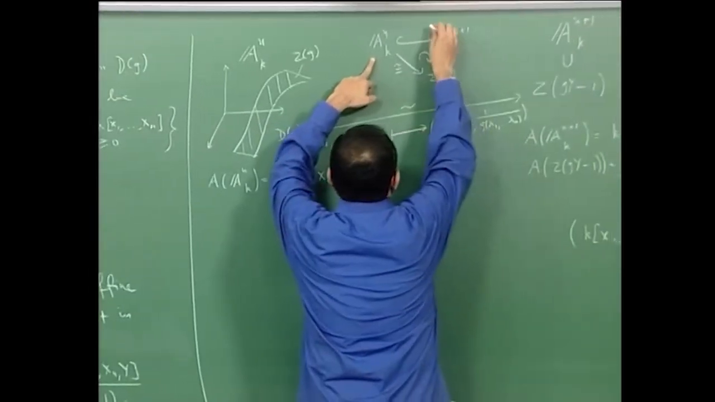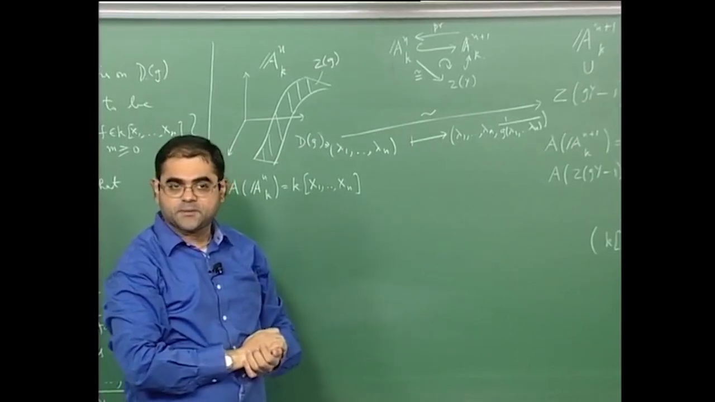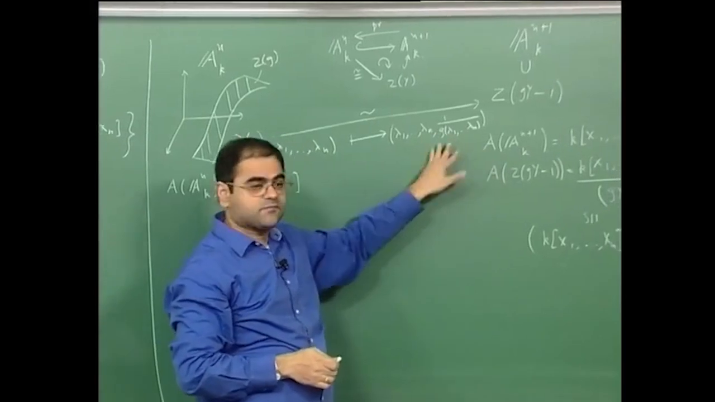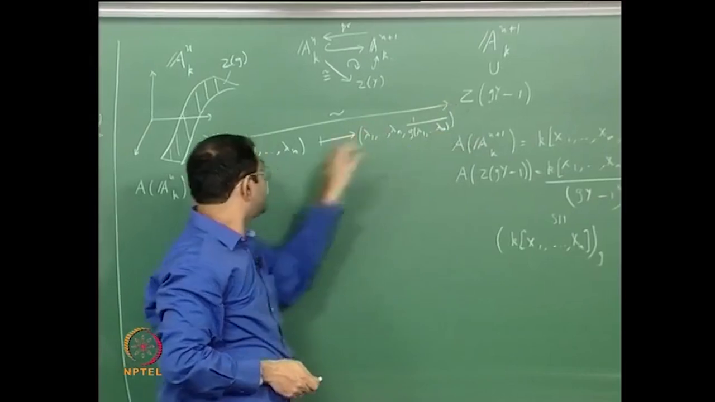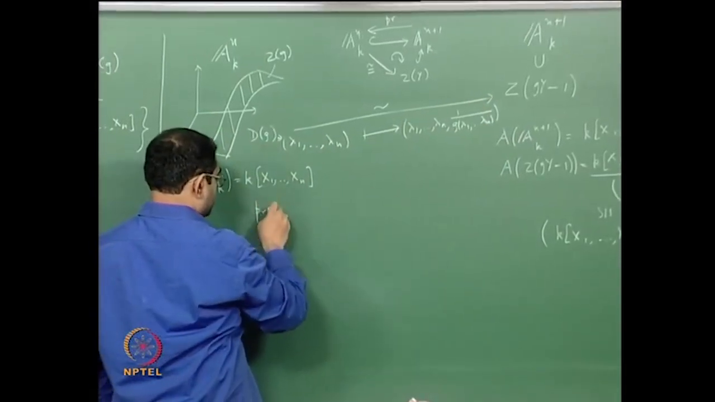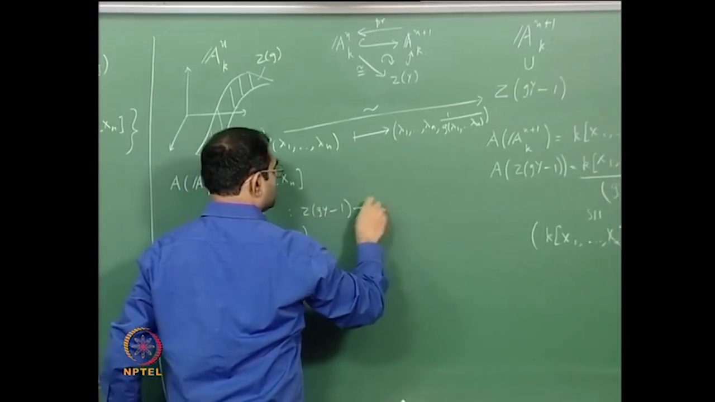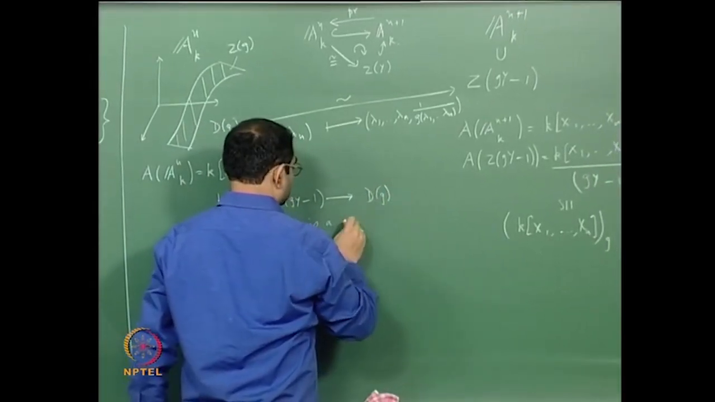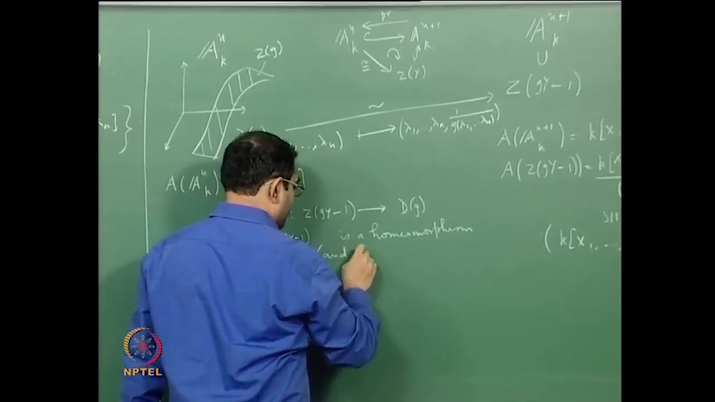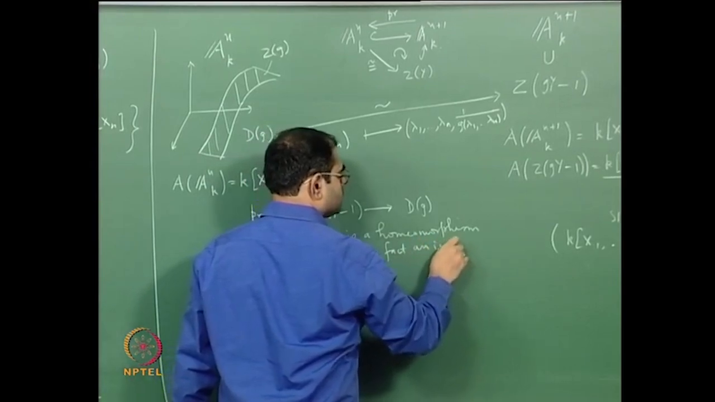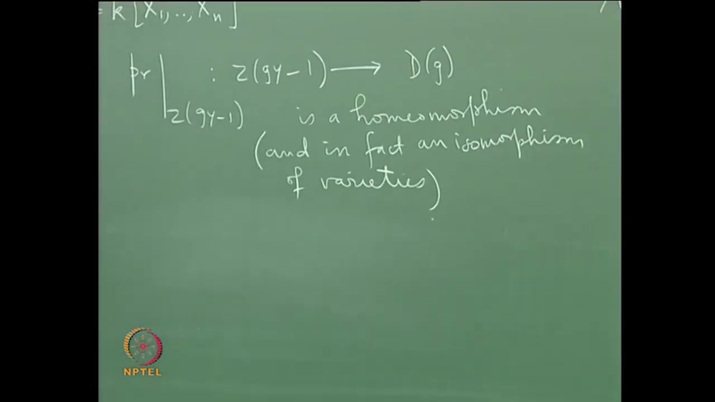And what is happening is that you also have a projection. You have a projection map from A^(n+1) into A^n, and the projection map is the map that takes the n plus 1 coordinates and forgets the last coordinate, okay. And the statement is that you take this projection map and restrict it to this closed subset, then that gives an isomorphism with this open subset, okay. So the projection restricted to Z(gy - 1), from Z(gy - 1) to D(g), is a homeomorphism. And you know, we will see this later, and in fact an isomorphism of varieties. This is something that we will see later, because I have to define what isomorphism of varieties is.